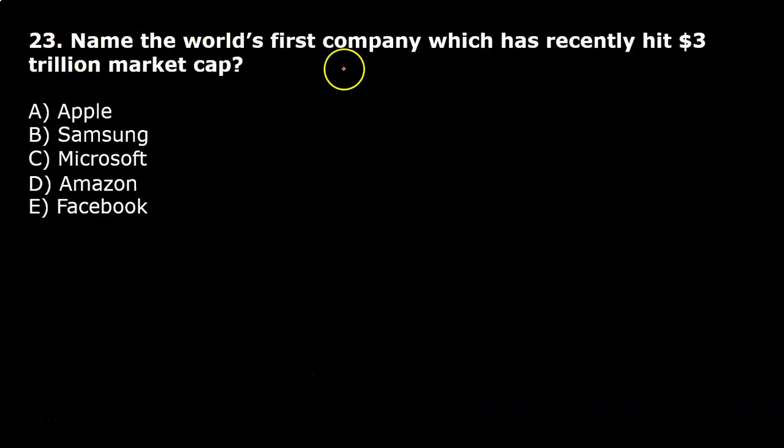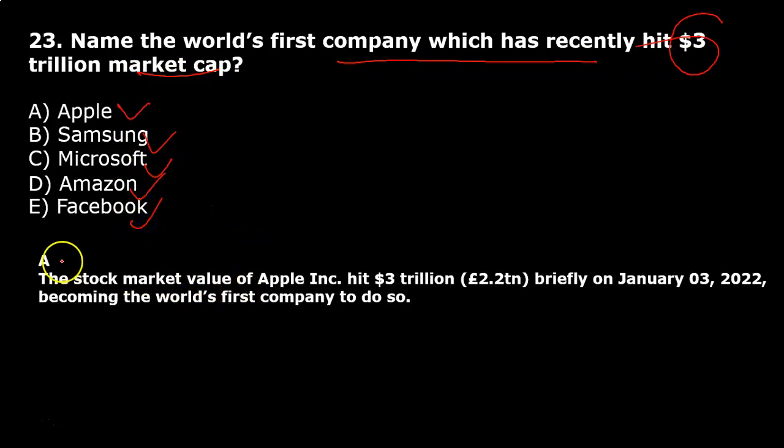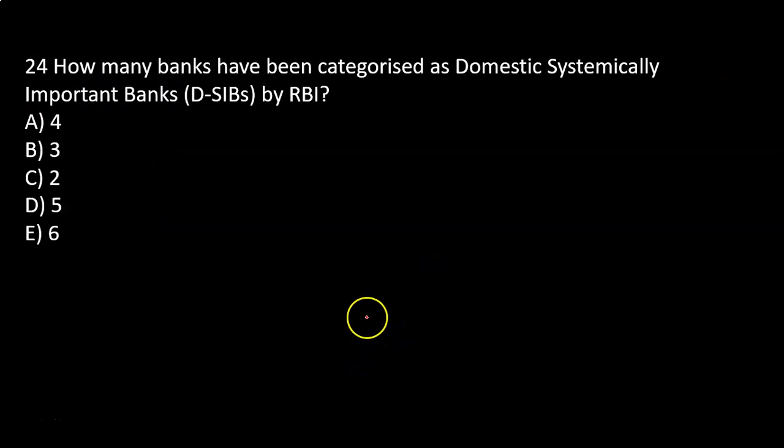23. Name the world's first company which has recently hit 3 trillion market cap. Your options are Apple, Samsung, Microsoft, Amazon, or Facebook. So recently, the answer is A. The stock market value of Apple hit 3 trillion briefly on January 3, 2022, becoming the world's first company to do so. How many banks have been categorized as domestic systemically important banks by the RBI?